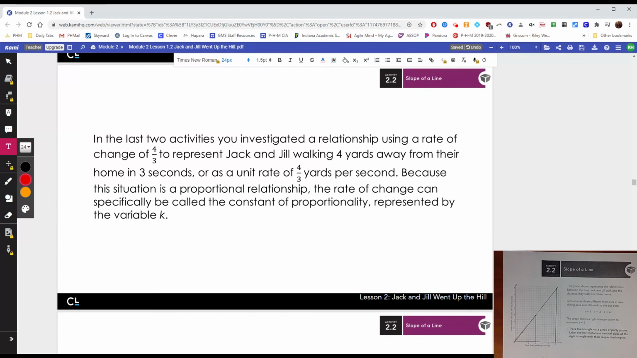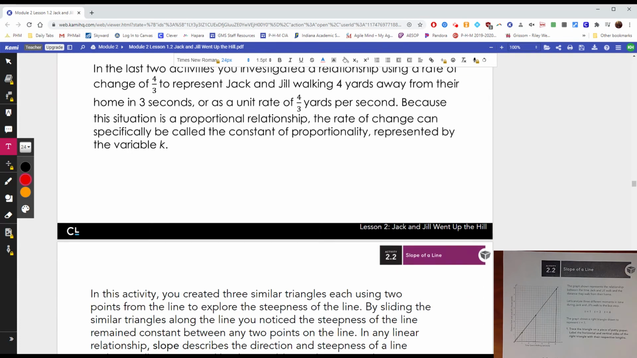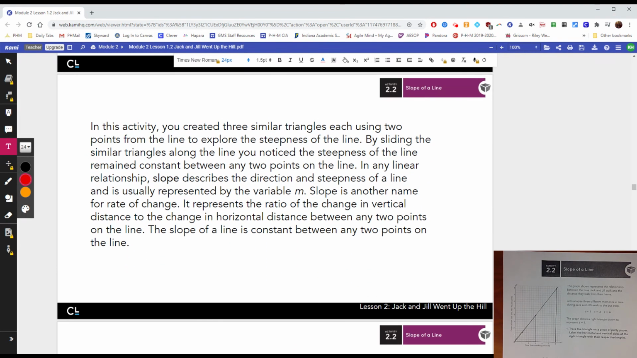and this is where this is going to lead us into slope. So in the last two activities, we've investigated a relationship using rate of change of 4/3 to represent Jack and Jill walking 4 yards from their home in 3 seconds, or as a unit rate, 4/3 yards per second. Because this situation is a proportional relationship, the rate of change can specifically be called the constant of proportionality, represented by k. In this activity, you created 3 similar triangles, each using 2 points from the line to explore the steepness of the line.